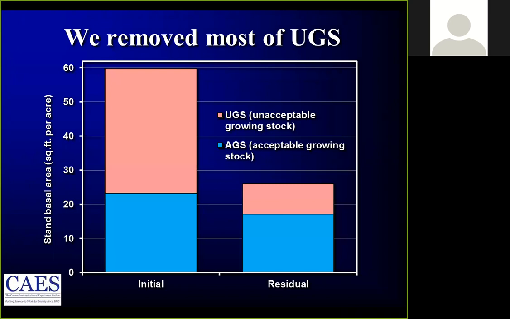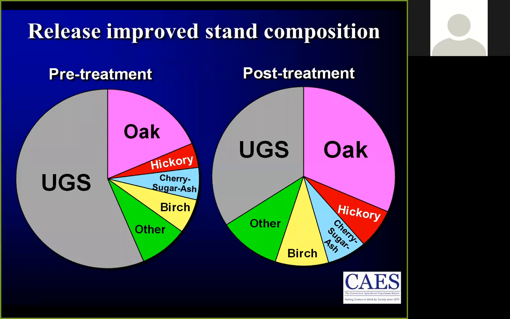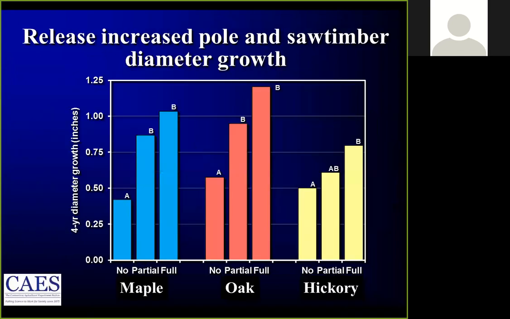So not only did acceptable growing stock now dominate the residual stand, we also increased the composition of the stand. We increased the proportion of oak and hickory, and increased the proportion of birch. You'll notice there was some unacceptable growing stock we left on these stands, because the landowner's objectives, in part, were wildlife. We left some unacceptable growing stock, black cherry and white pine, and some of the larger cavity trees on site for those other landowner objectives. But we definitely improved the stand composition.